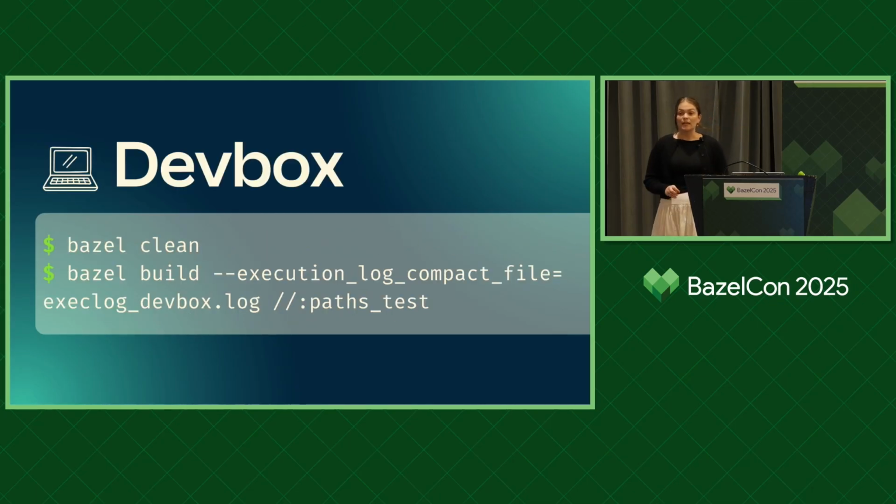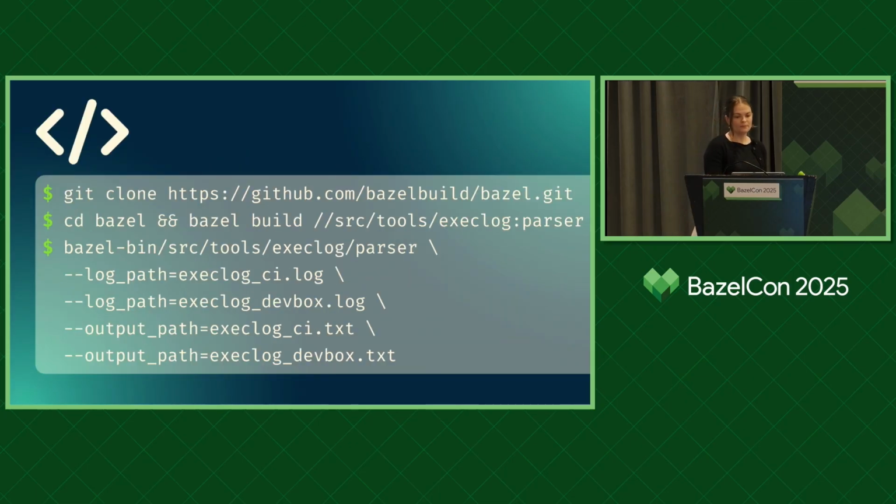Next, we will do the same locally from our dev box. We'll run a Bazel clean to make sure nothing is cached locally, then rebuild the same target while passing the execlog flag again. That gives us our second execlog, execlog devbox.log, which we'll then use to compare the two runs.